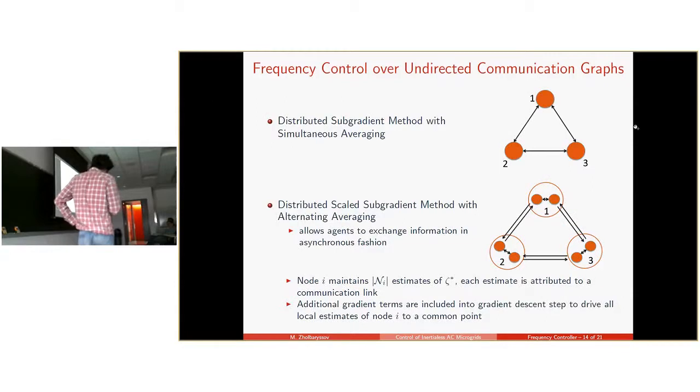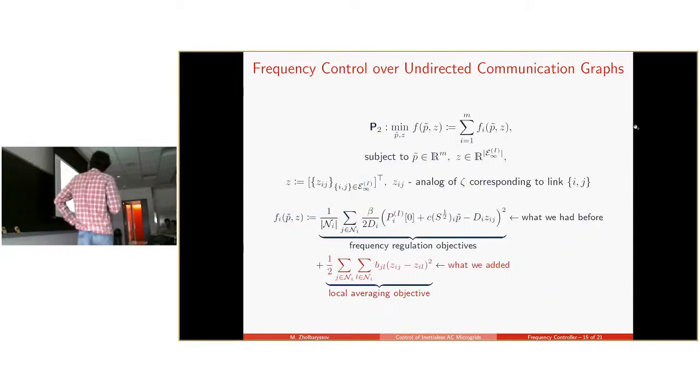So we talked about the local averaging happening at node 1, and we said that we're going to add a local averaging objective into the gradient descent step, and that can be done by adding this additional objective. So this is what we had before, and in this method we are adding this additional objective which performs local averaging.